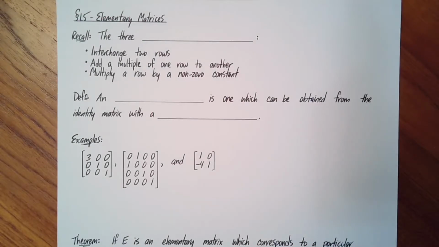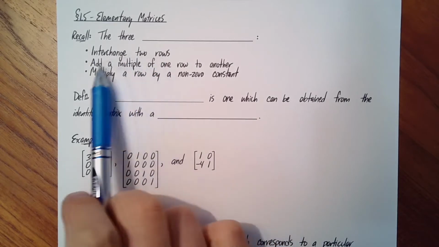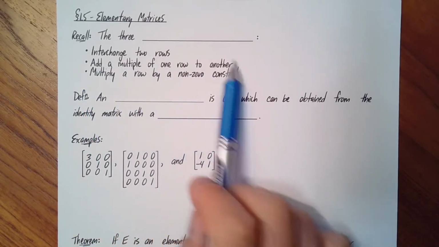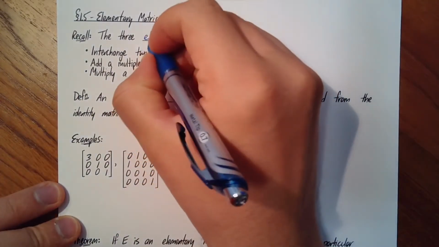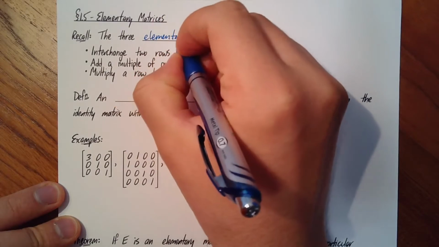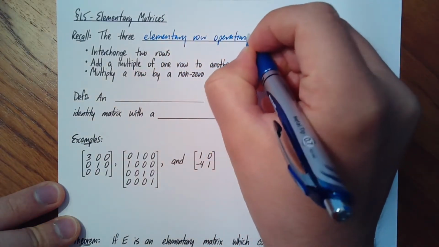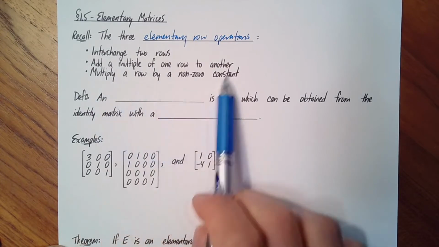So I just want to quickly remind you, what are these three things? Interchanging two rows, add a multiple of one row to another, multiply a row by a non-zero constant. These have a name. Remember, they're called the elementary row operations. Now, why am I reminding you of this? Well, we're going to define something called an elementary matrix, and it's going to be tightly related to this idea.